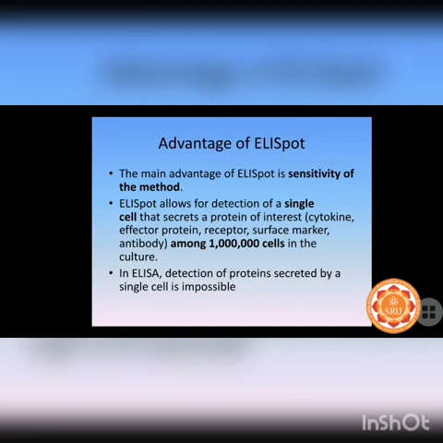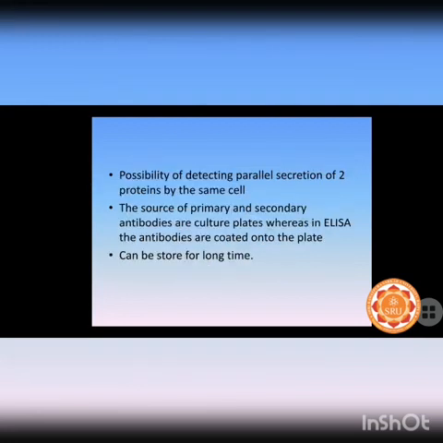The advantage is that ELISpot is a very sensitive technique, and it allows for the detection of single cell secretions. Whatever a single cell secretes can be very easily studied using the ELISpot technique, whereas in ELISA, detection of protein secreted by a single cell is impossible. And detecting the parallel secretion of two proteins by the same cell is possible using the ELISpot technique.